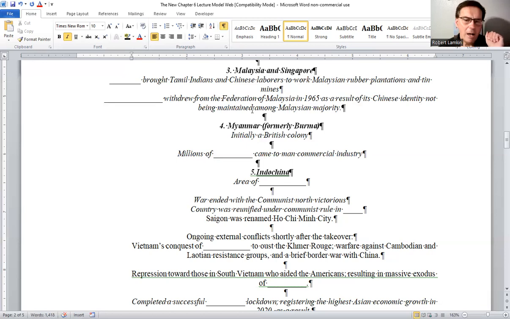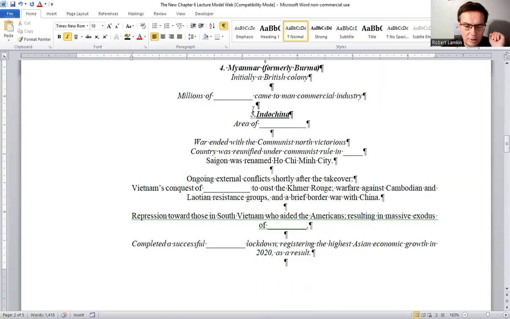Indochina, I mentioned that at the top with the heads up terms. It's basically the area of Vietnam. When the war ended with the communist North victorious, the country was reunified under communist rule in 1975 and remains communist to this day.